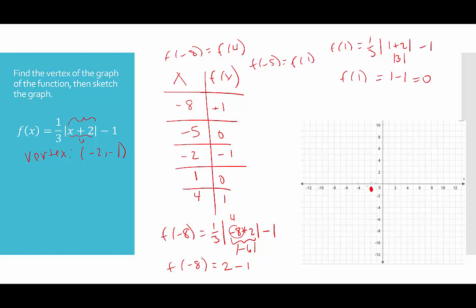So we're going to graph these points now. Negative 8, positive 1. Negative 5, 0. 1, 0. And 4, 1. We have a nice shrunken graph. And that's it for graphing absolute value functions.